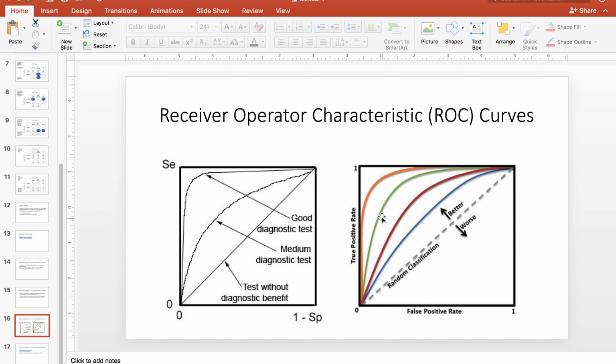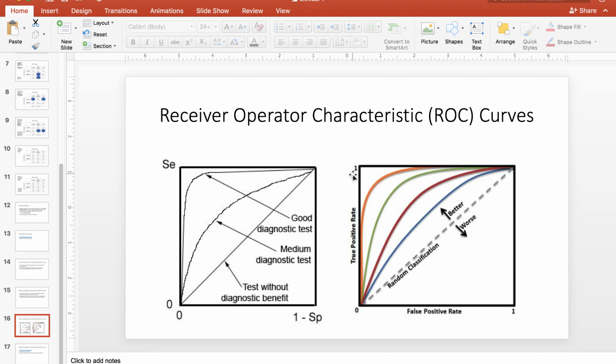Okay. As it moves toward the sensitivity section, your test is getting better and better at diagnosing people who have the disease. If your test actually curves downwards, that means you're getting it more wrong than anything else. So we want curves to always be above the diagonal. That means they're getting better.